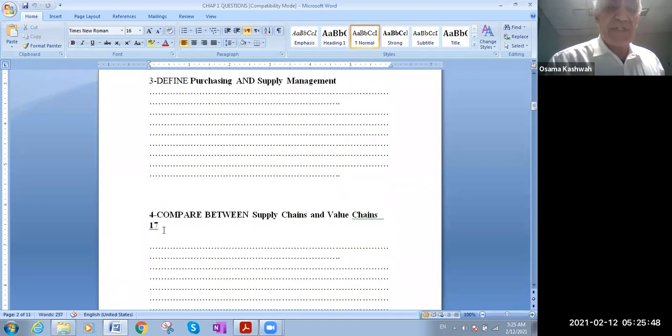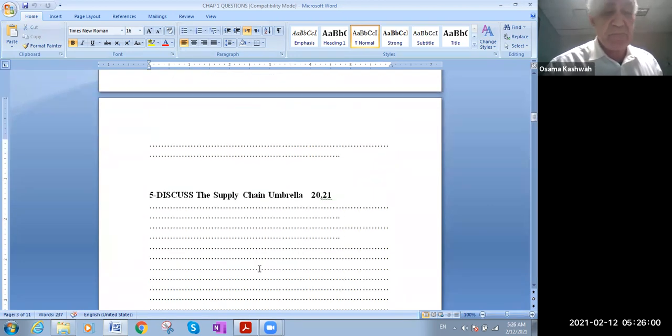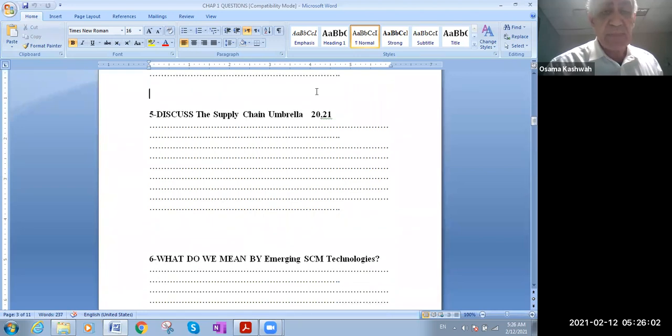On page 17 or slide 17, compare between supply chain and value chain, which we said. So we said the differences between the supply chain and the value chain. On slide 20 and 21, we have a question. Discuss the supply chain umbrella. I will stop by each question from those, and you guys will start to write or work on it based on what we had here.